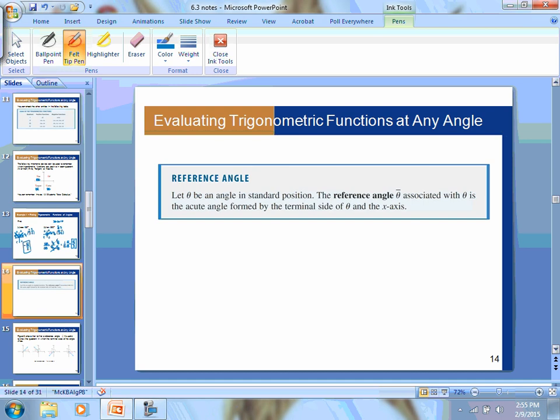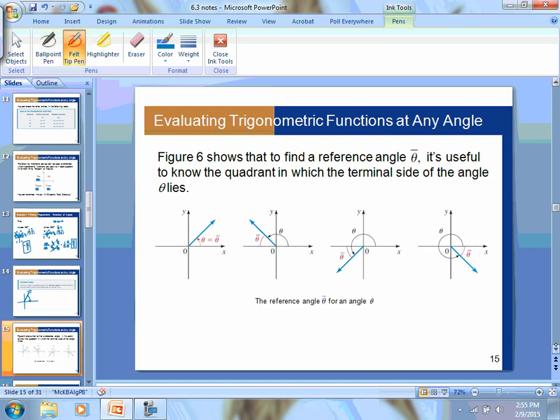Now, we were talking about reference angles when we were doing the last example. You know what a reference angle is. It's basically how far you have to go to get back to the x-axis. So if you have an angle here, this measurement here is your reference angle. Okay? And they have lots of pictures here.